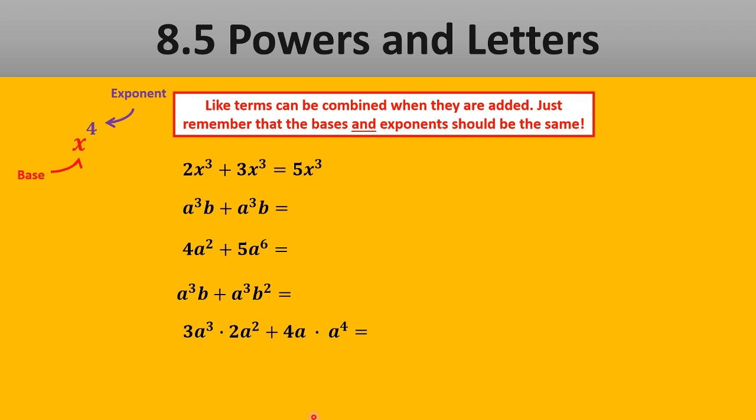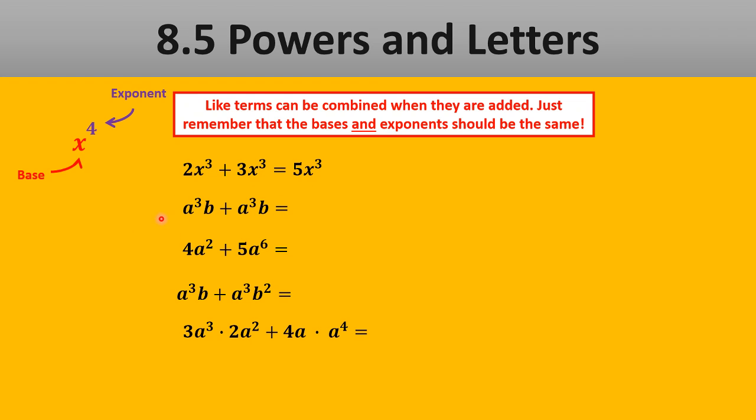Let's practice. And you see here the "and" is underlined. And. So that's important. The bases and exponents should be the same. So that means the letter on the ground and my number in the air. First one is already spelled for you guys. 2 plus 3 is 5, x to the third power. What would be the answer of this one?